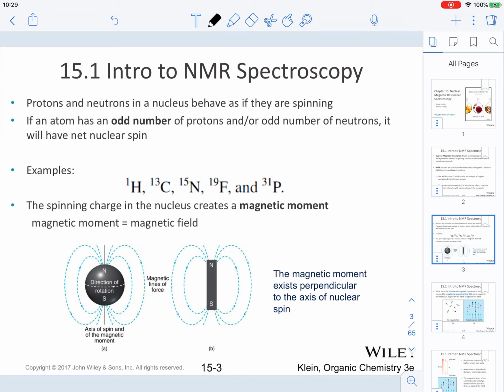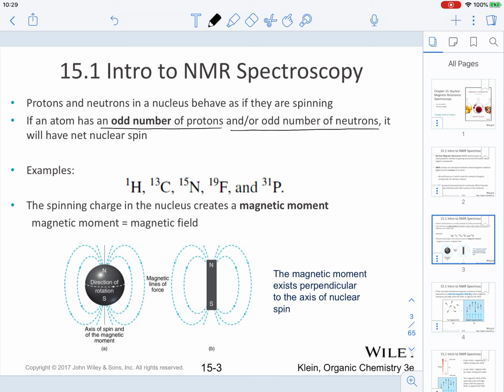One of the parameters necessary for NMR to work is that the particular atom we're interested in must have an odd number of protons and/or an odd number of neutrons. The reason is that if an atom has these parameters, it will have a net nuclear spin.